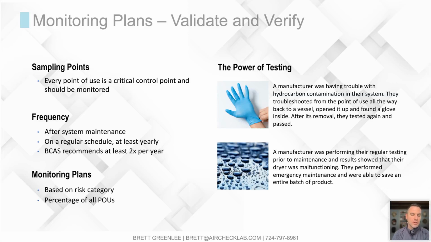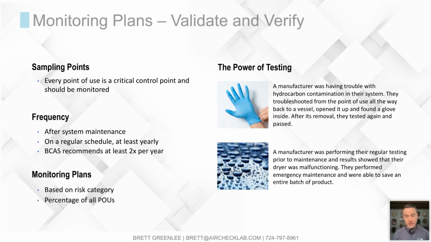So what we usually suggest is that in those monitoring plans, you're doing a percentage of all of your points of use. Now, you could have different purity limits for different areas of the facility. Some of them may not all be as much of a risk to you, but in those monitoring plans, once you've identified the risk and once you've identified the purity limits that you're going to test to, we can do a percentage of all those points of use.